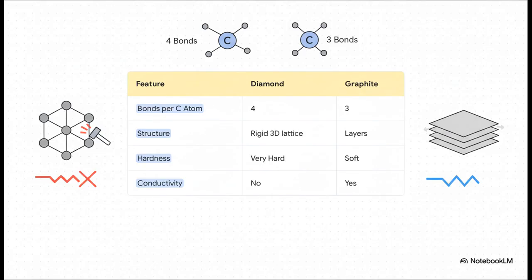This slide right here, this is your perfect revision summary. It boils down every key comparison you could be asked to make in an exam. Just notice how that number of bonds, 4 versus 3, directly leads to a different structure, which in turn determines the hardness and whether or not it conducts electricity. If you understand this table, you've mastered the core of this topic.